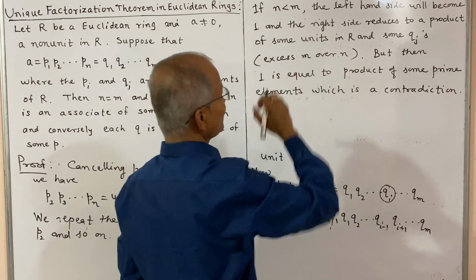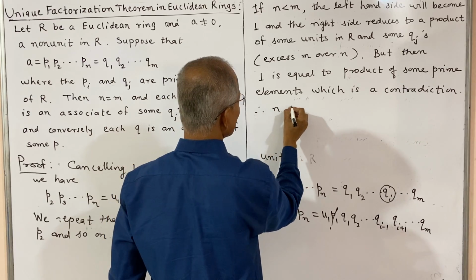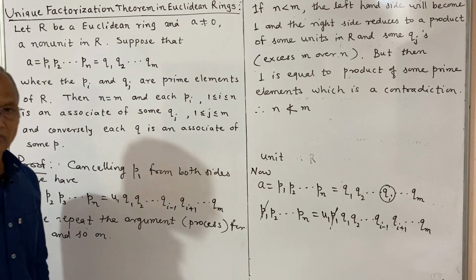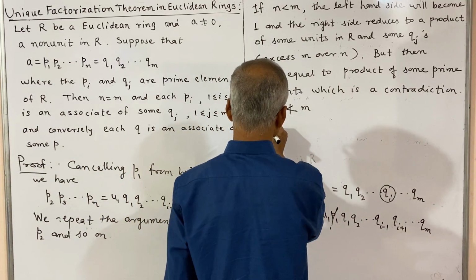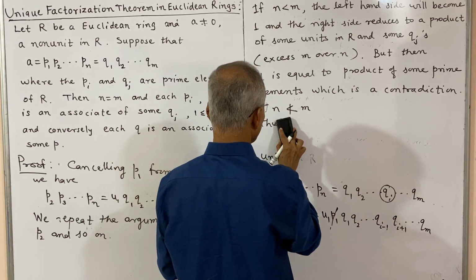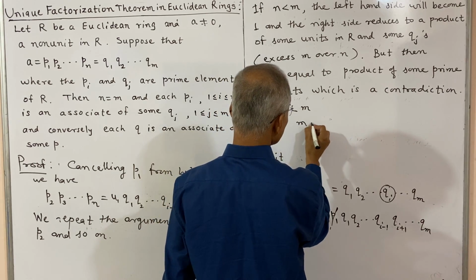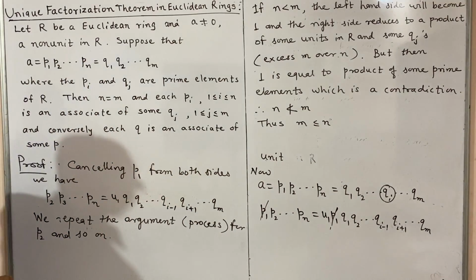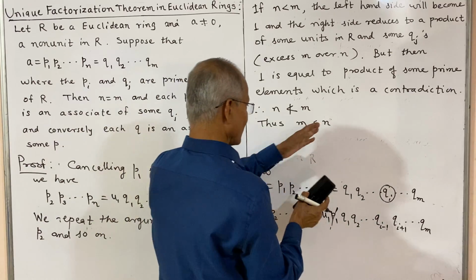Therefore, n cannot be less than m. Therefore, n is not less than m, and therefore m must be less than or equal to n, and thus we have m is less than or equal to n. m cannot be greater than n.